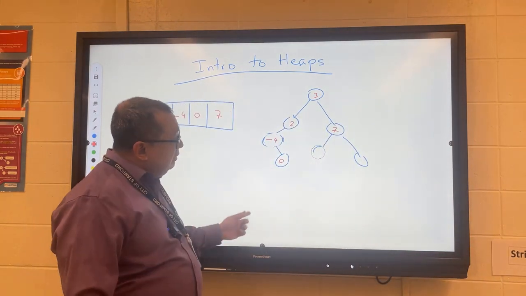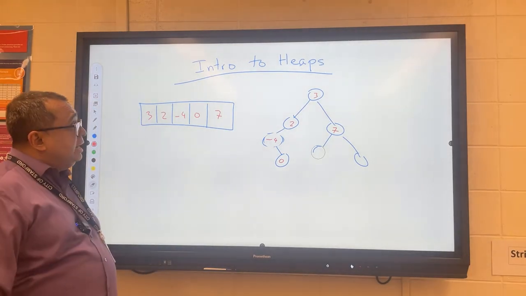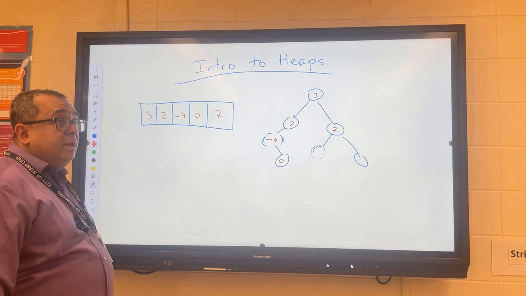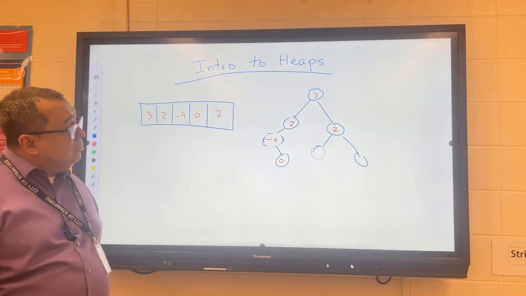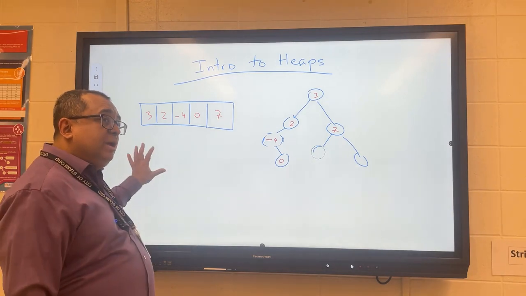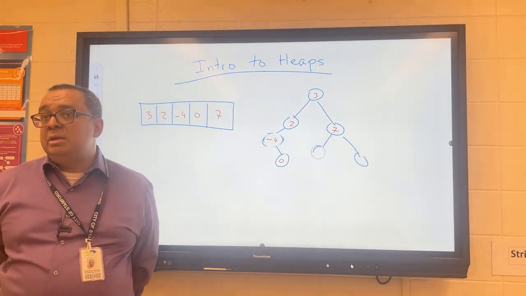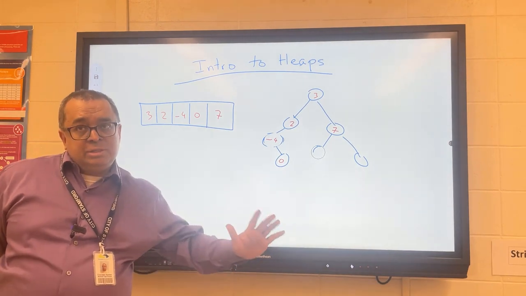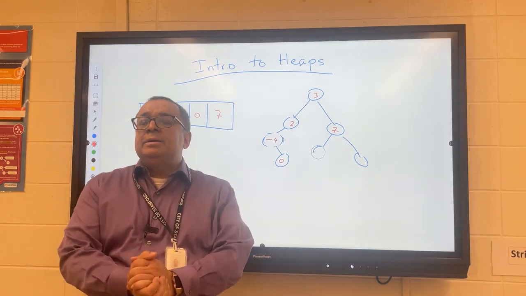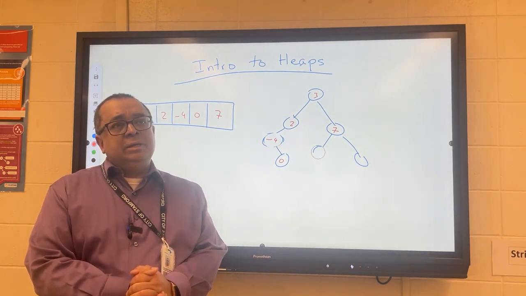I was in the middle of drawing this binary search tree, and then my smart board kind of died. I hope it's not permanent. But in any case, what do we gain and what do we lose by moving away from the array towards a tree instead? What is the main advantage? What's the main disadvantage? Okay, what do we gain? What do we lose?